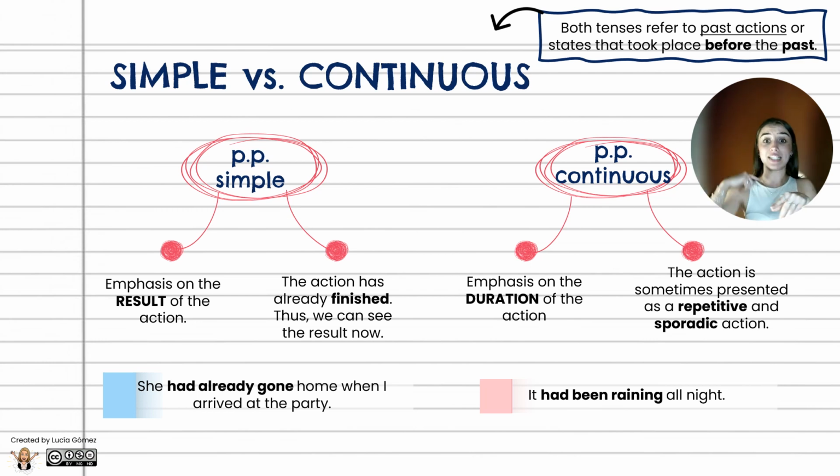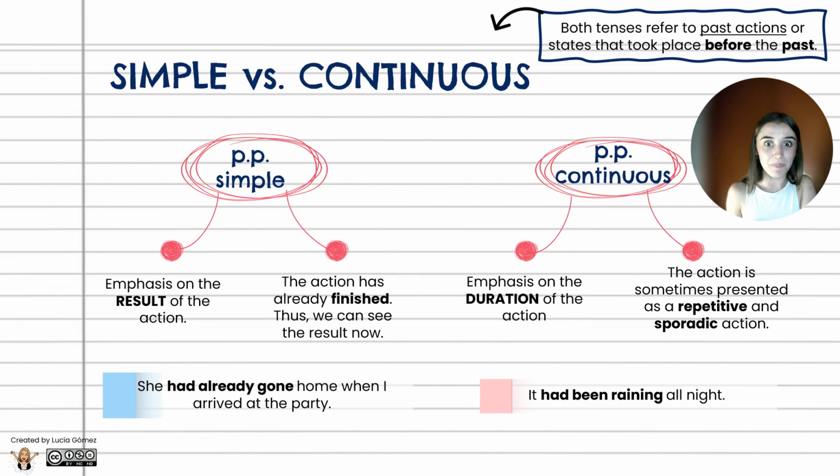In the past perfect simple, we could say something like she had already gone home when I arrived at the party. That means we didn't see each other. No nos vimos porque ella ya se había ido a casa cuando yo llegué a la fiesta. Ahí está mi pasado simple. ¿Qué ocurrió primero? Que ella se había ido a casa. Una acción donde me interesa el resultado, que se había ido, y una acción que ya había terminado cuando yo llegué a la fiesta.